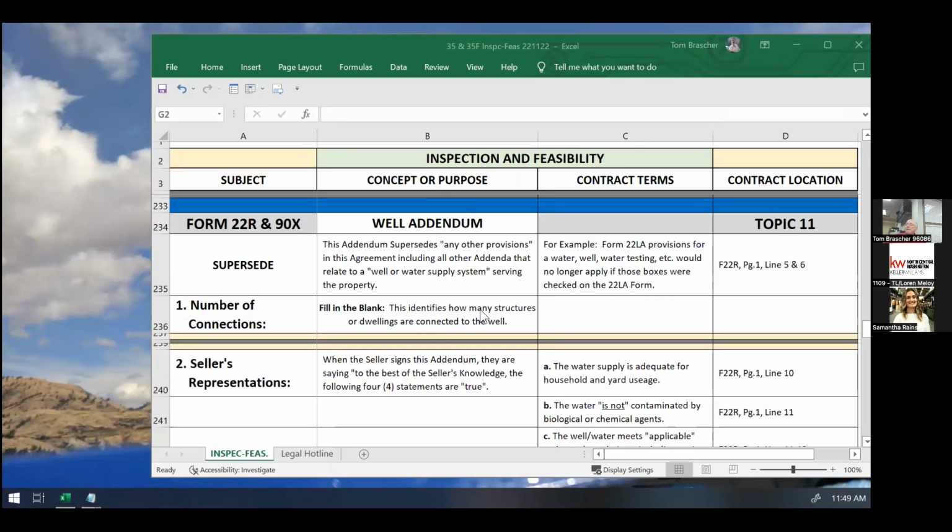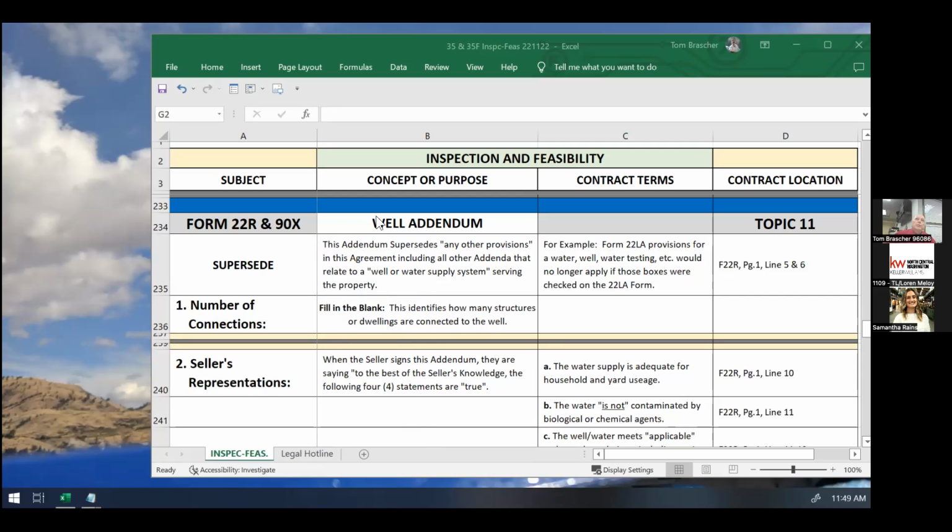For the well addendum, as I have done on others, I've made this matrix to summarize the form so you can go through it very quickly. If you haven't worked with a form recently and you'd like to get up to speed quickly on what's in it, this is a good way to look at it fast.